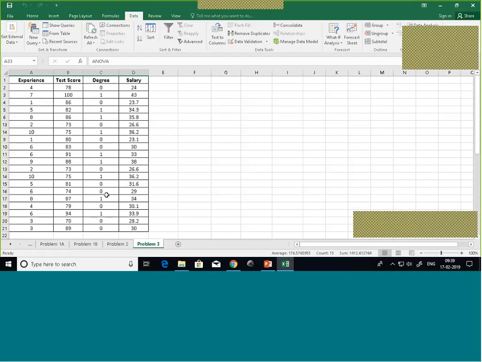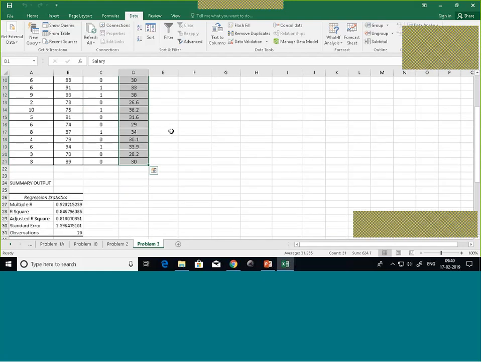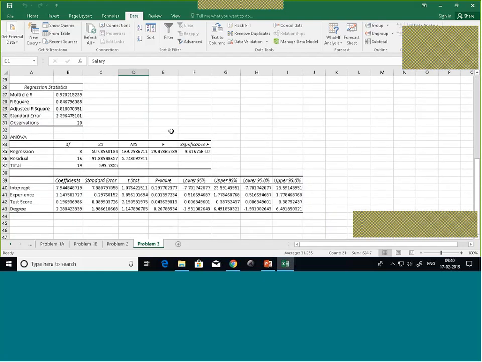So we'll have this one. This is the data I'm having. Experience is my first independent variable. Test score is my second independent variable. In degree, I have to write quantitatively. For no, I'm writing 0, and for yes, I'm writing 1. And this is my dependent variable. If you apply the Excel regression program, we have a summary output like this.